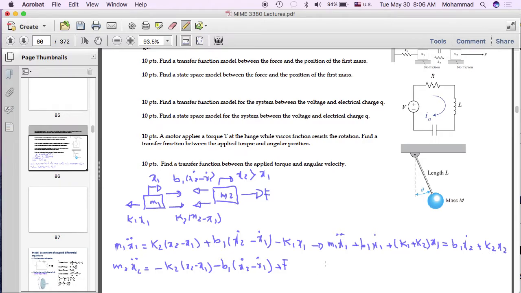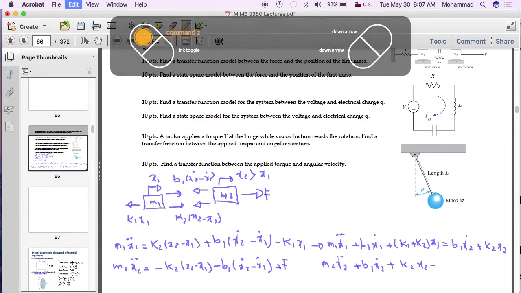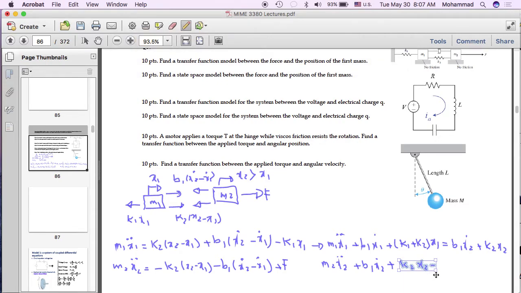The same thing for the second mass. We'll get m2 x2 double dot plus b1 x2 dot plus k2 x2 is equal to k2 x1 plus, so it's going to be, to keep the same order, b1 x1 dot plus k2 x1 plus the externally applied force F.